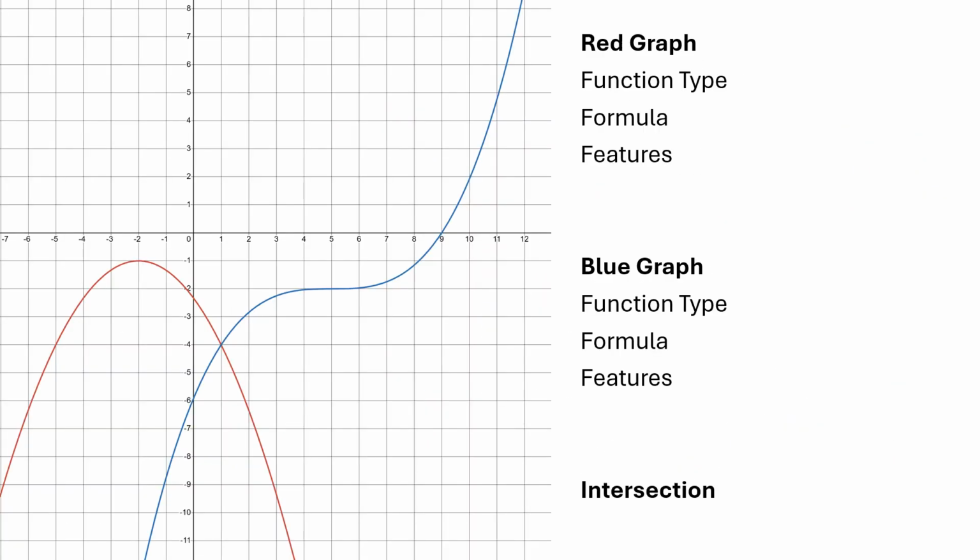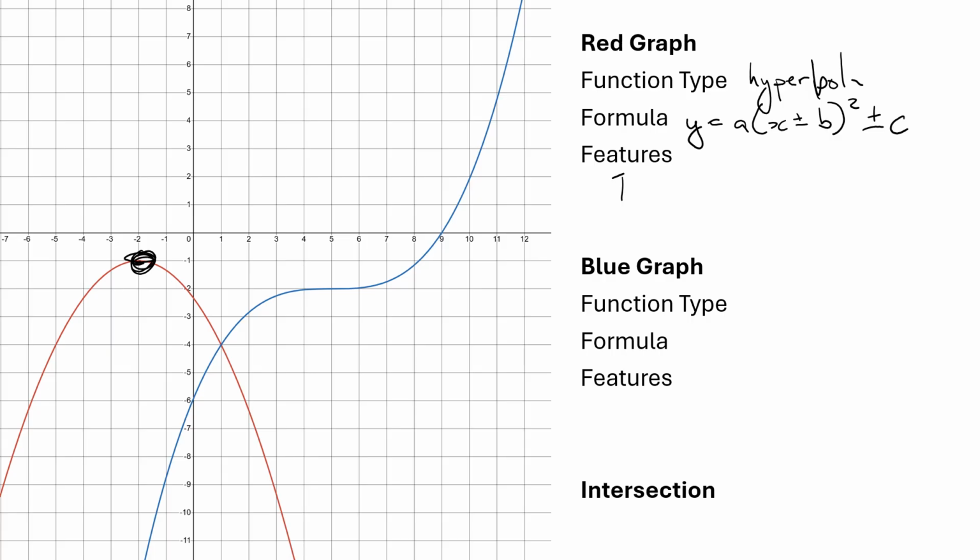Exactly the same thing again, but this time for different curves, yeah? So function type, this red graph, we can see pretty quickly that it's a parabola, quadratic equation, so we're going to say parabola here. The formula: y equals a, open bracket, x plus or minus b, squared, plus or minus c, and the big feature on a parabola is the turning point, which is right here.